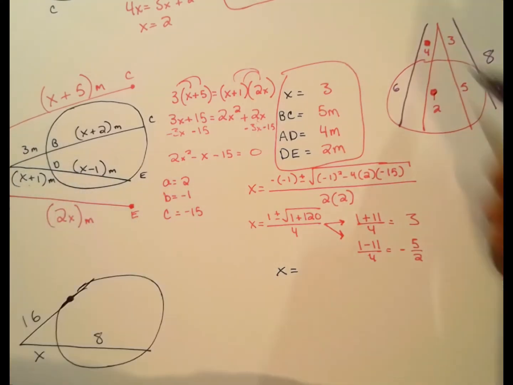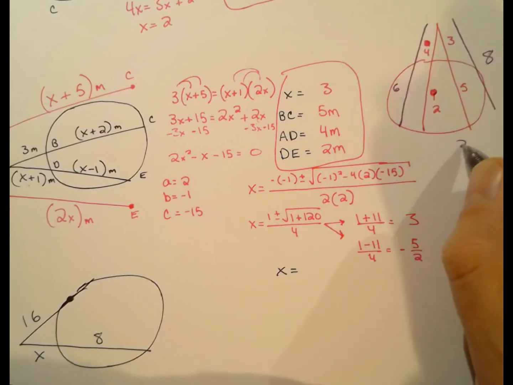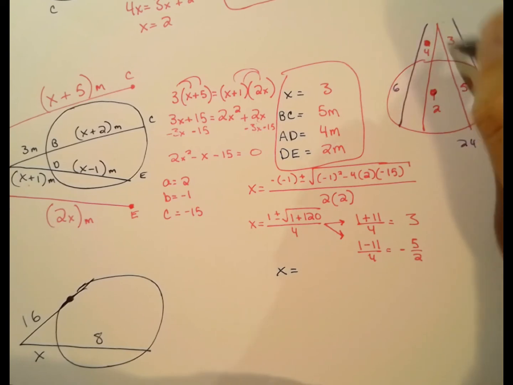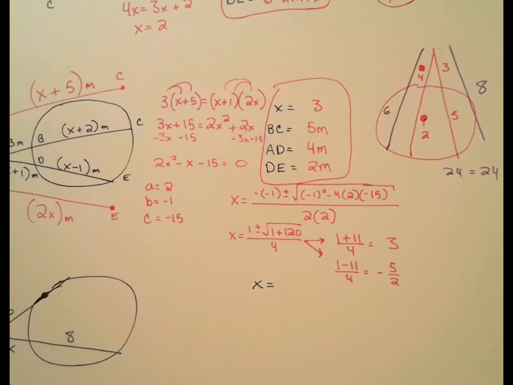Bad call. All right, so the product of the portion outside times the whole thing, so 4 times 6 is 24, equals the product of the portion outside times the whole thing, 3 times 8, 24. All right.